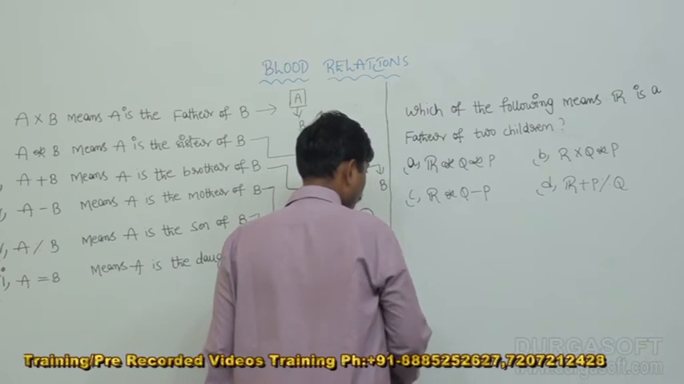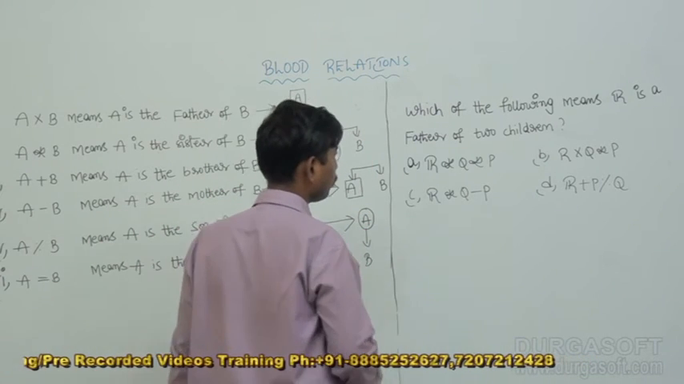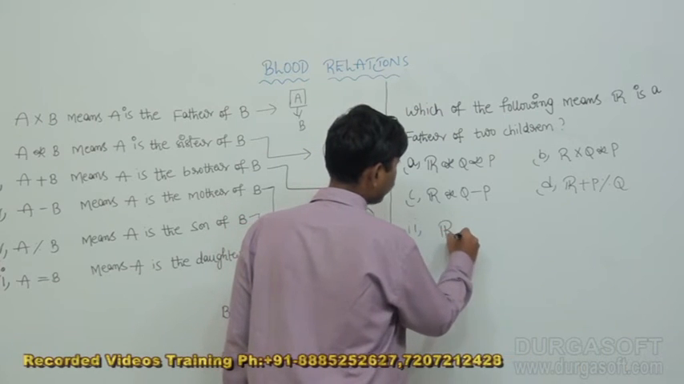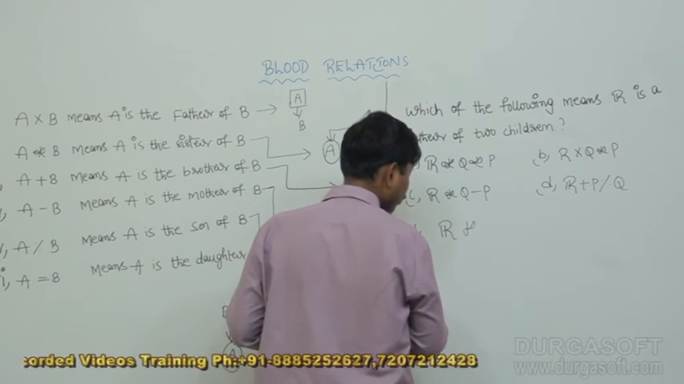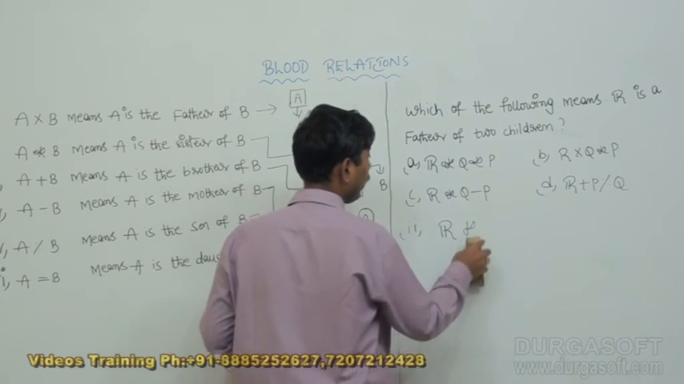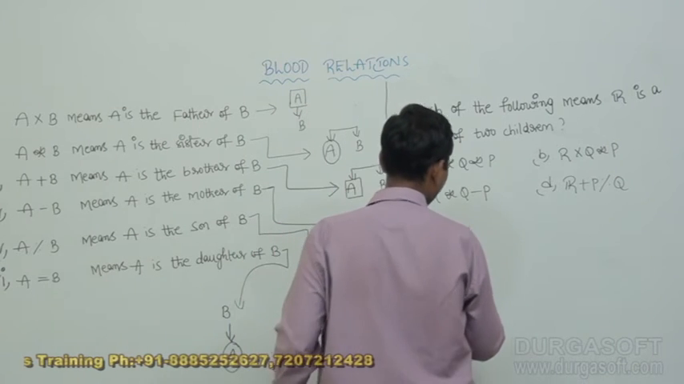Alright. Option 1 is ruled out from the game, which means let us start with the next option. Now we are ready to verify the next option. Let me focus here. R cross Q star P. R cross Q star P means already we know. A into B means what is that relation?